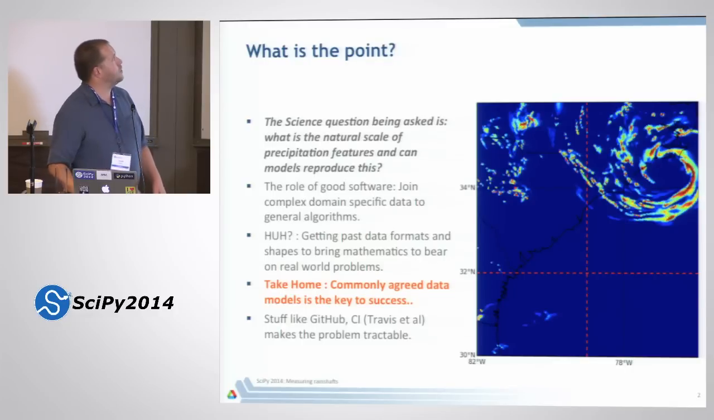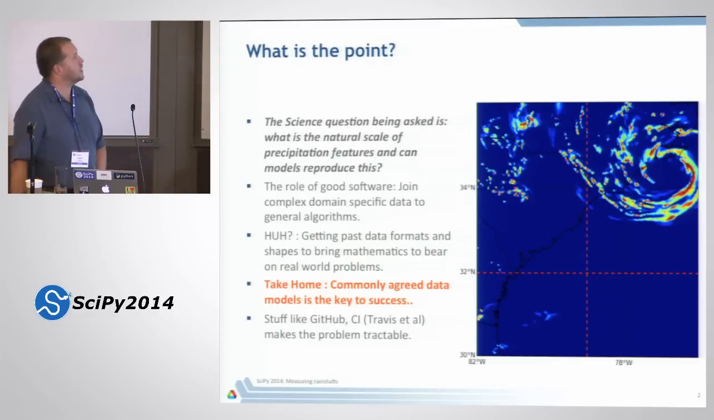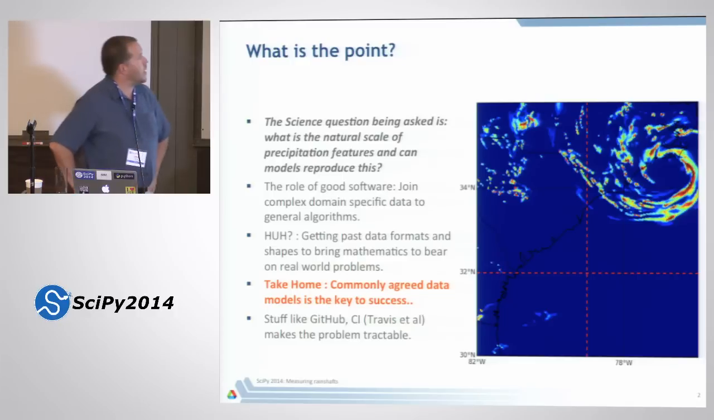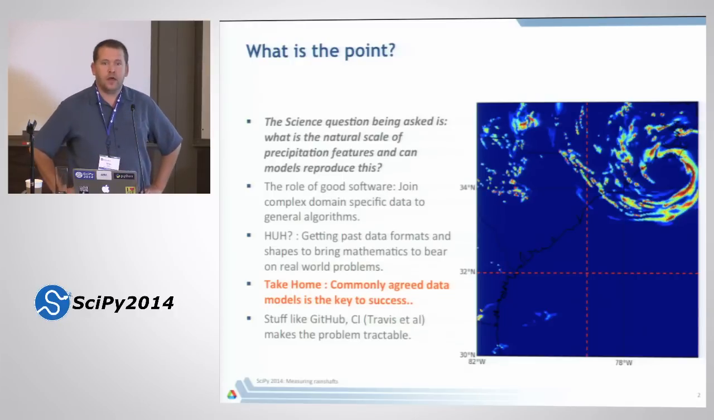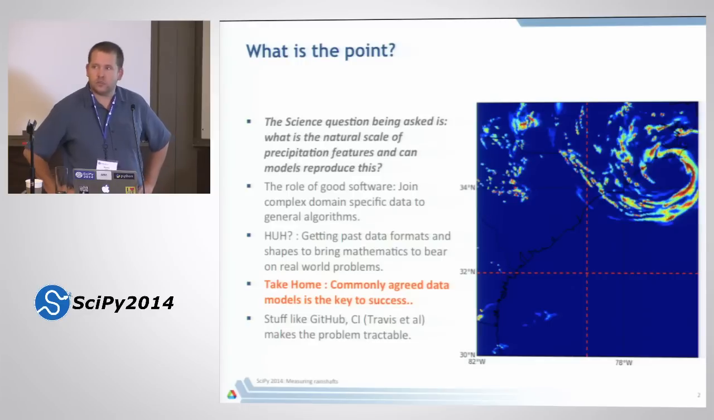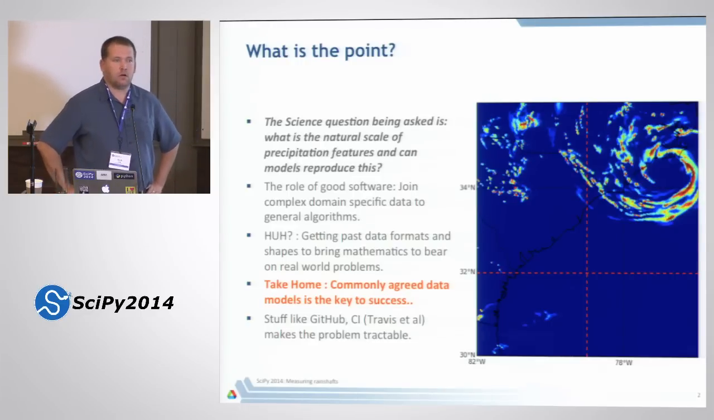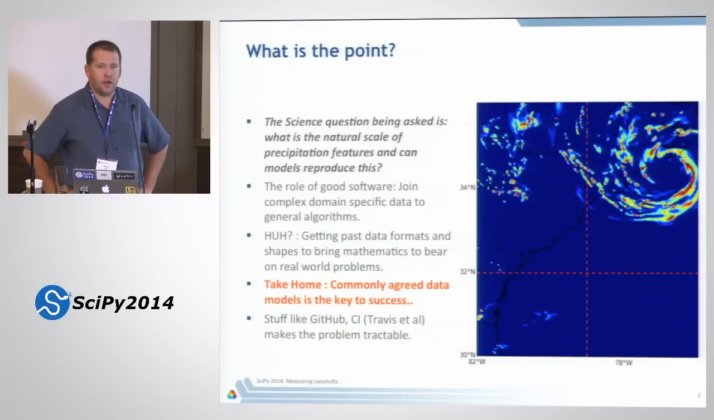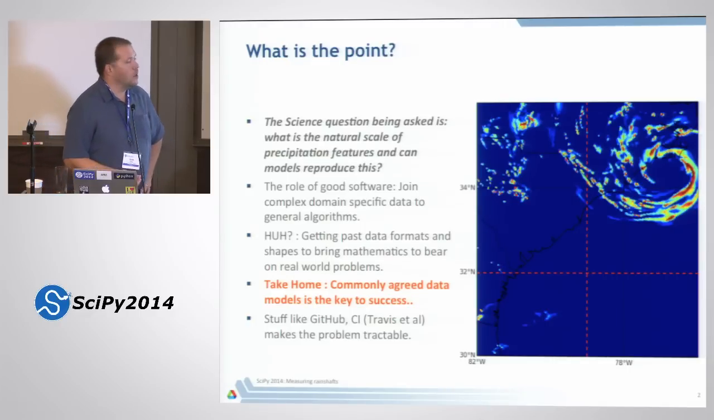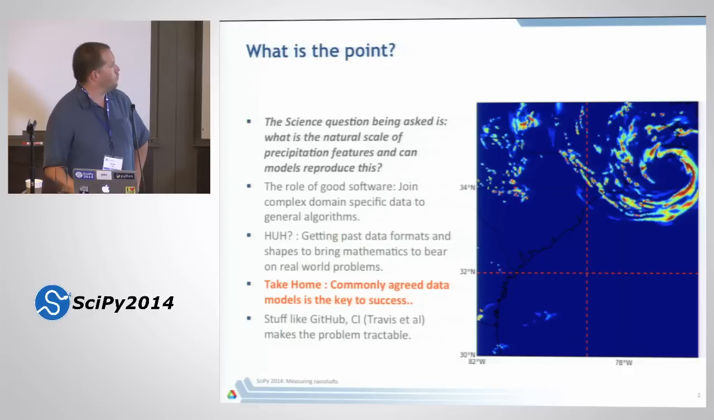So what's the point of this talk? Well, the science question we're asking, what's the natural scale of precipitation? And can models reproduce this? Precipitation, rain rate at the surface in millimeters per hour, is what we call an observational target for fine-scale models. It's something that we can measure, that we can use to judge the health of a model, whether it's actually accurately representing processes that are important to climate modeling and to weather forecasting.